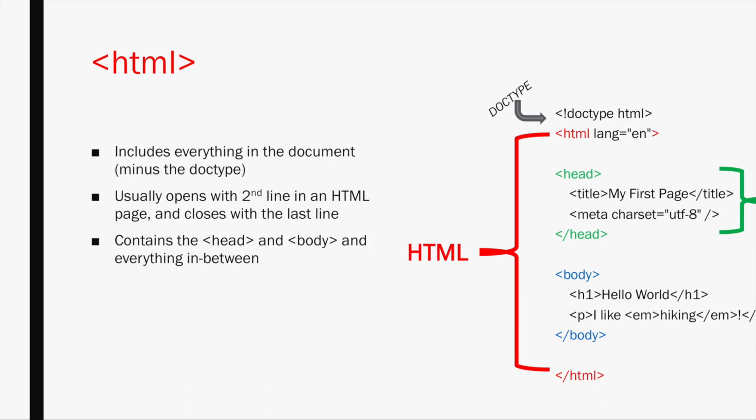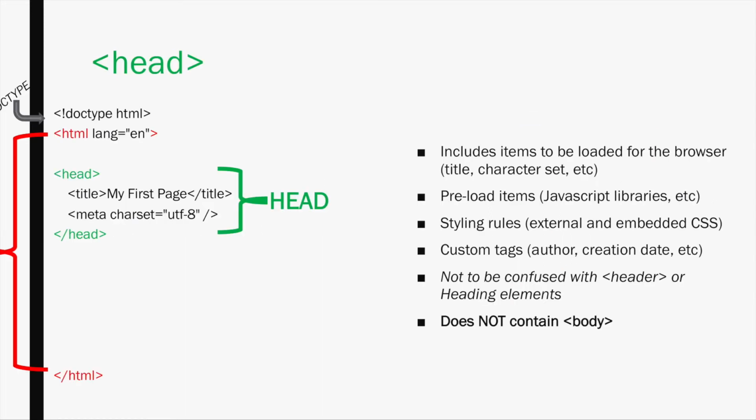So again, this includes everything in the document, including the head, body, and everything else. It's usually the second line in an HTML page and closes with the last line of the page. As I said before, it contains everything. So if you're going to have anything on an HTML page, it needs to be between the HTML tags. If you notice in the opening HTML tag where it says lang equals en, we'll get to that in just a minute.